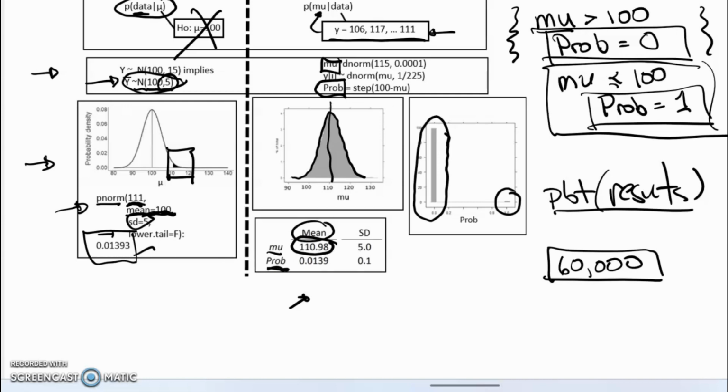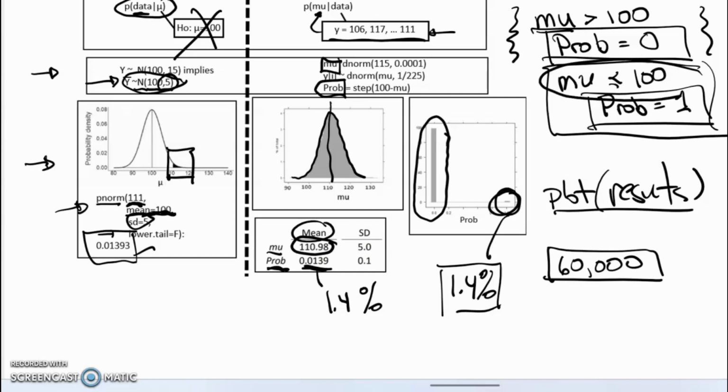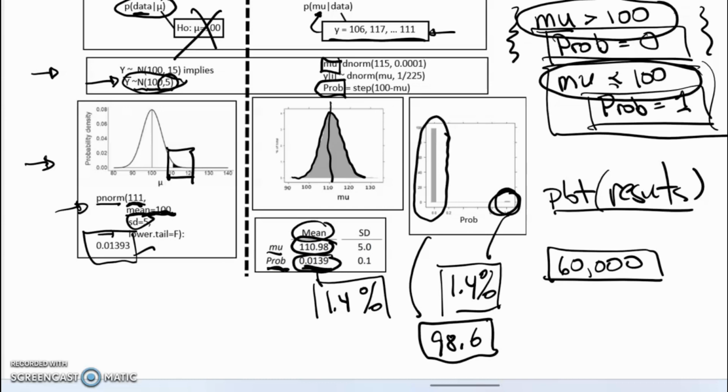This value, prob. To make things simple, I'm just going to have this equal 1.4%. So what we're saying is that 1.4% of the time we got ones. Ones were where mu was less than or equal to 100. 98.6% of the times, we got zeros, which was mu greater than 100. So the value here of 0.0139 and the value here of 0.01393 are telling the same story, but they're telling it in very different ways.